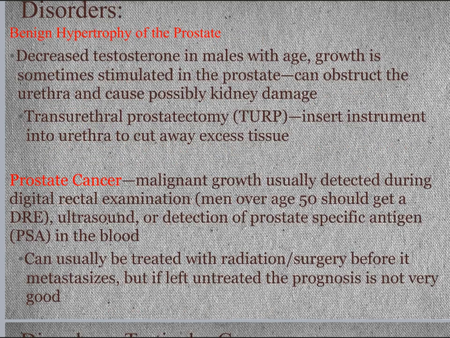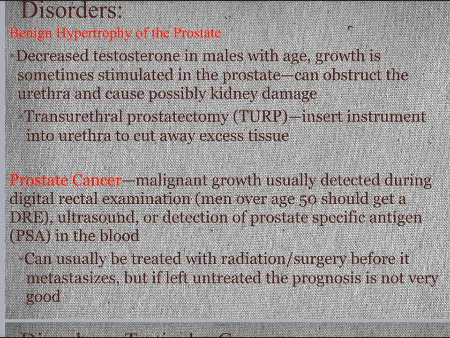So let's look at some conditions that can arise due to disruptions in homeostasis. Remember that prostate. It is about the size of a chestnut. It is not a paired organ. The seminal gland and the bulbourethral glands are paired. The prostate is not. It wraps around the urethra.